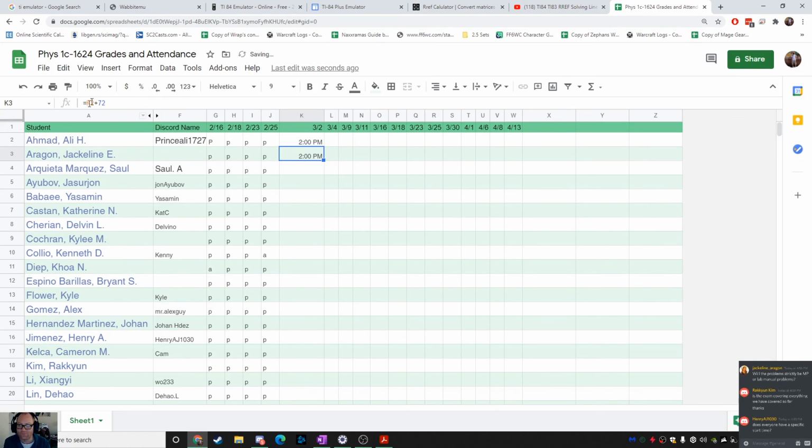Nope. What do I have to add? I've done this before. What happens if I add 1,000? Nope, not working. Anyway, so this would be 2:12. This would be 2:24. 2:36. Eventually it'll hit the top of the hour. 2:48. 3 p.m. And so on and so forth.